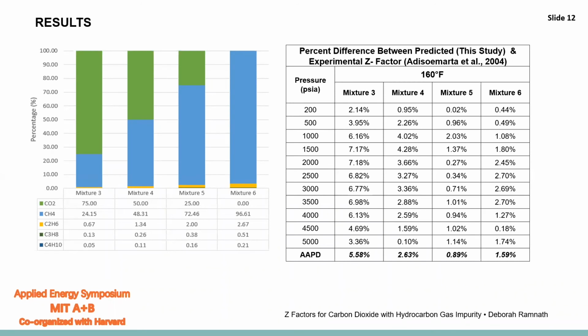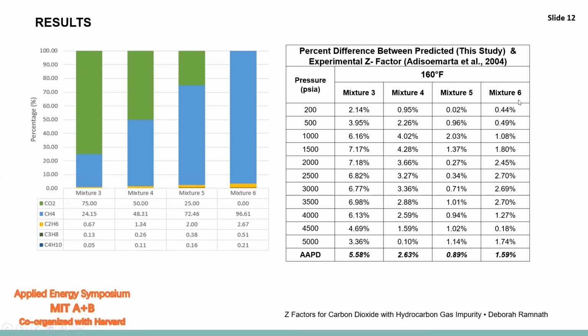In our previous mixtures, we looked at carbon dioxide and methane. We'll now be looking at a mixture of carbon dioxide and dry gas taken from a natural gas reservoir for mixtures 3 to 5, and mixture 6 will be that of the pure dry gas.